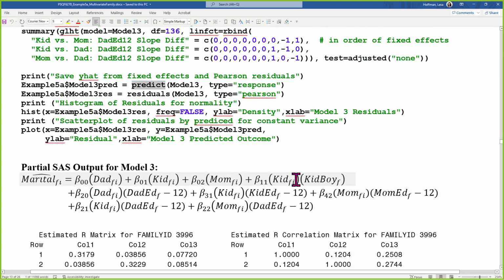using the predict function. So we're adding a column to the data set that has the predicted outcome for each person, as well as the predicted Pearson residuals for each person, throwing in a histogram, and then throwing in a scatter plot of those so that we can check out whether multivariate normality is a reasonable thing for this model or not.